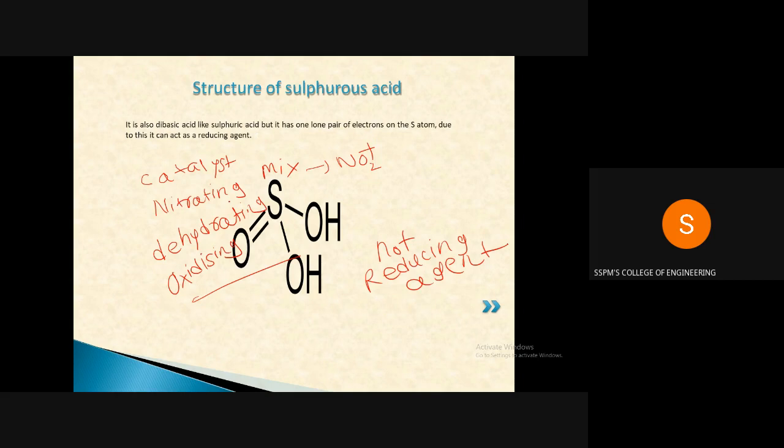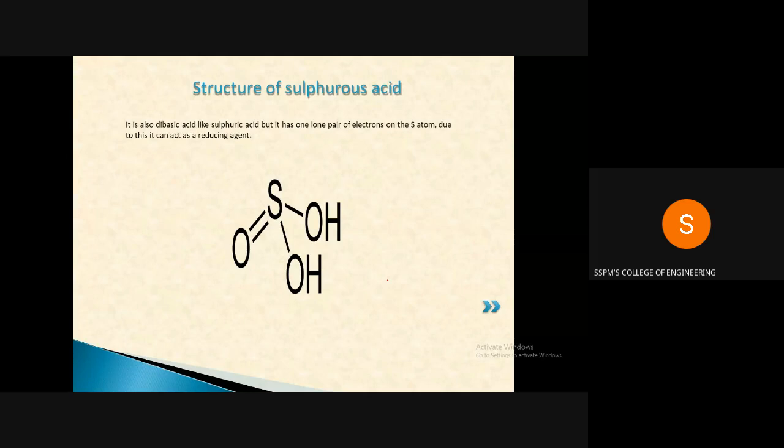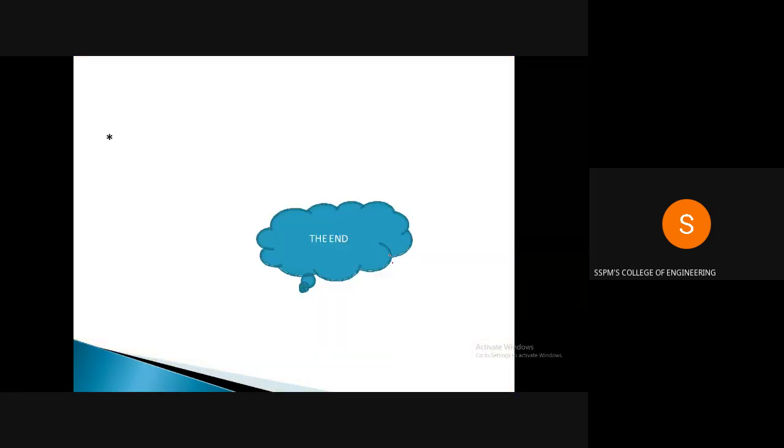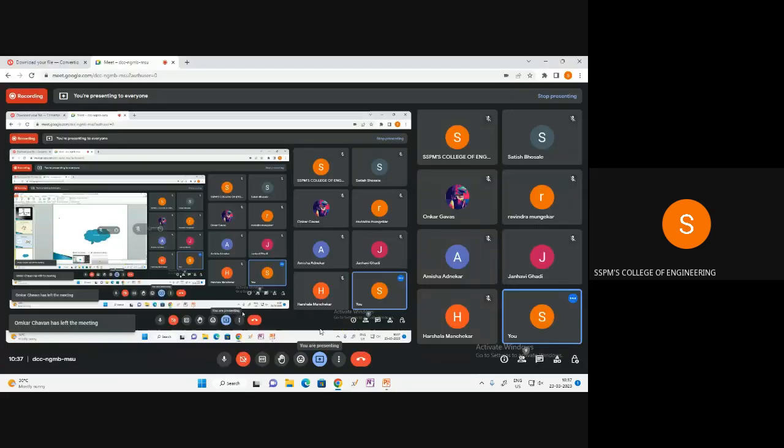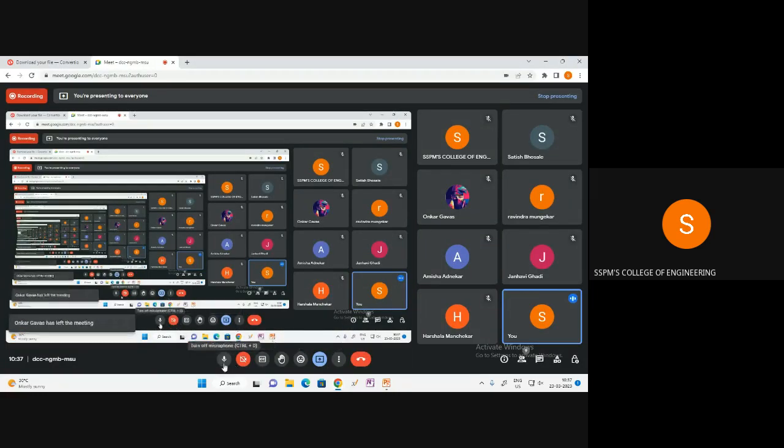Nitrating mixture means what? When we carry out nitration, it is used with HNO3, that is nitric acid. Nitric acid and sulfuric acid are mixed together. There is a formation of nitrous acid, HNO2, which further reacts with sulfuric acid. Then there is a formation of NO2+, which means nitronium ion. So these are the important properties of oxygen and sulfur.